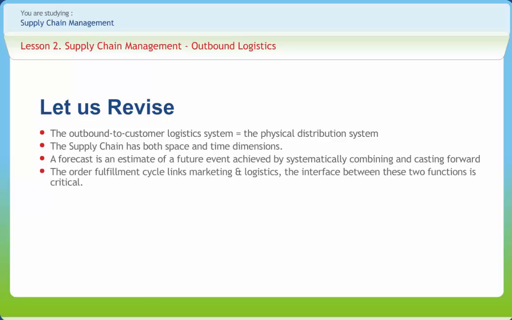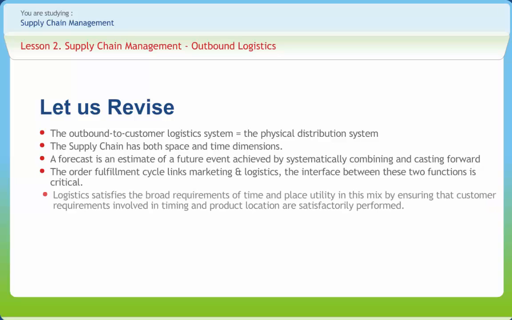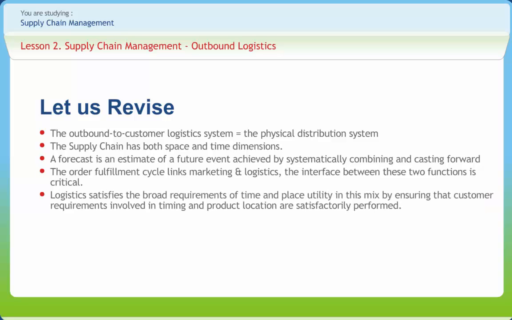The order fulfillment cycle links marketing and logistics. The interface between these two functions is critical. Significant enhancements to the order fulfillment process take place as supply chain activities become increasingly collaborative. Logistics satisfies the broad requirements of time and place utility in this mix by ensuring that customer requirements involved in timing and product location are satisfactorily performed.